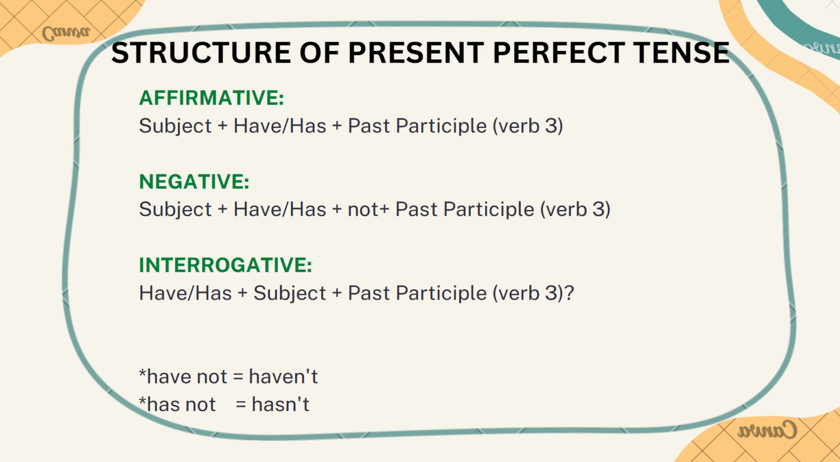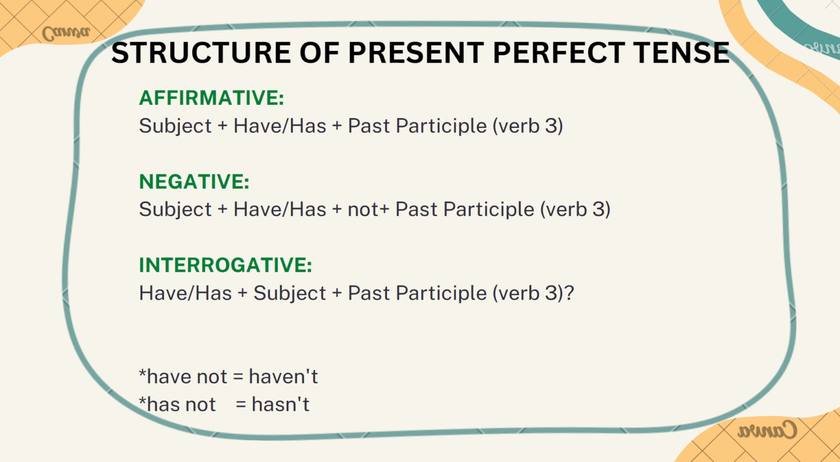The negative form of the present perfect tense starts with the subject at the beginning of the sentence, followed by have or has and not, and then the last one is followed by the past participle. And in the interrogative sentence, have or has is usually at the beginning of the sentence, then followed by the subject, and the last one is followed by the past participle.